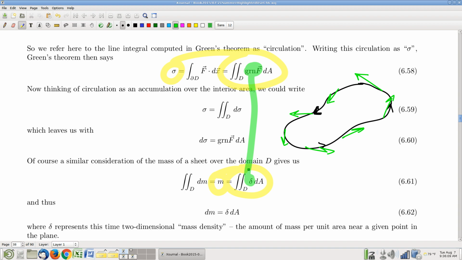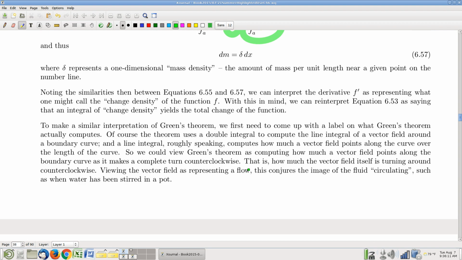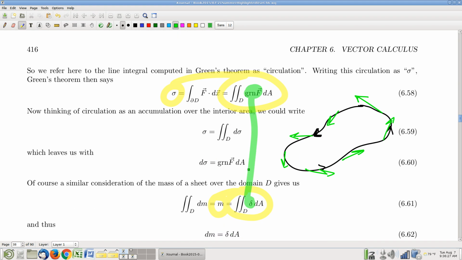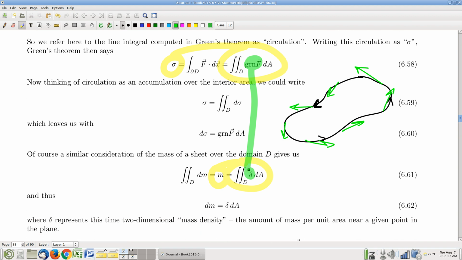So this is totally analogous to what we argued on the previous page, in the same way that you can think of the derivative, in the context of the accumulation of change, as being change density. Likewise, you can think of Green's operator, in the context of thinking of circulation as an accumulating quantity, as being circulation density.